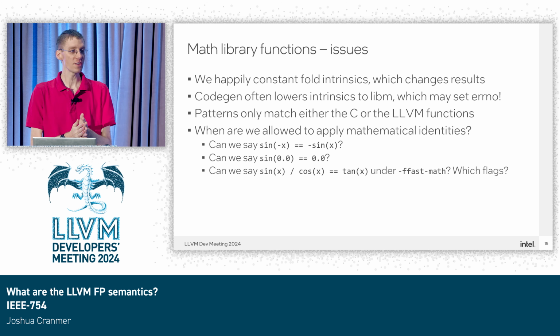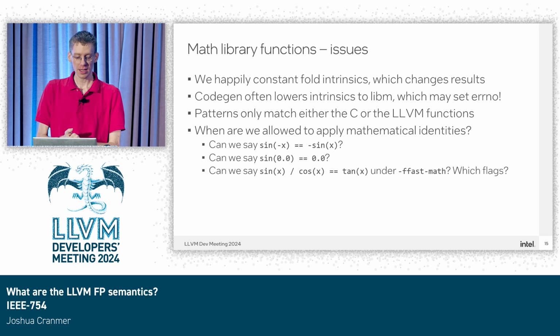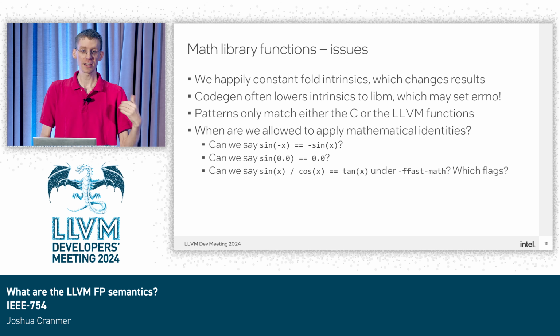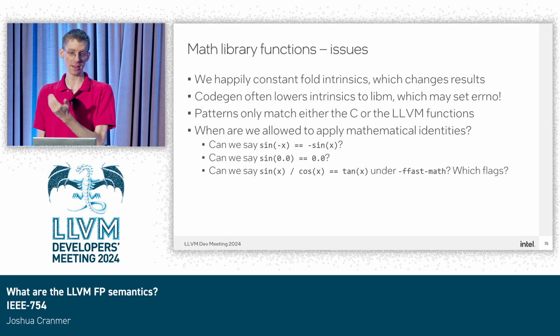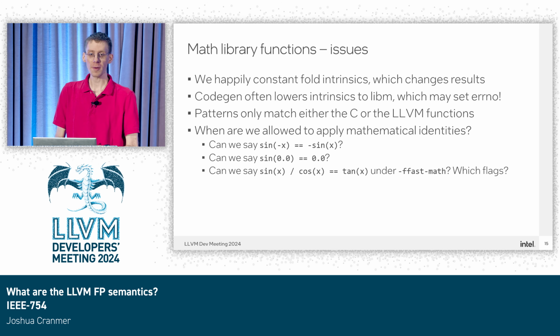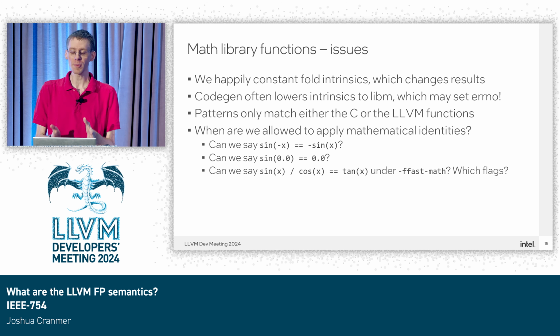The interaction of these functions with fast math flags can be interesting because when are we allowed to apply various mathematical identities? Do we need fast math flags to actually say that sine of minus x is equivalent to minus sine of x, the even-odd rules for functions? What about, is there some set of small constant values that we know we can constant fold that should be the same for all architectures, like sine of 0 should always be 0?